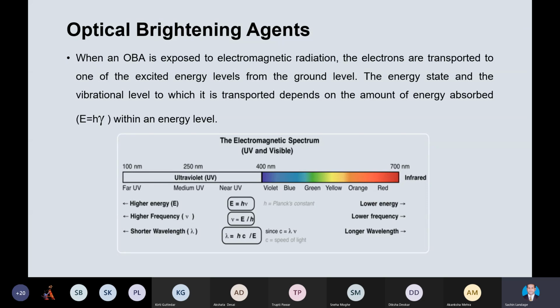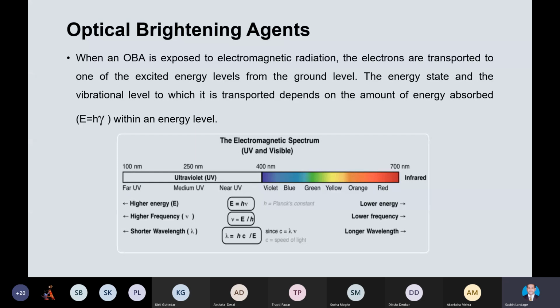Now, how do we get more whiteness when using the OBA treated garment? OBAs absorb the light. Chemically, they are unsaturated compounds, containing double and triple bonds between carbon atoms, and they are linear in nature, so that they get easily absorbed by our garment.